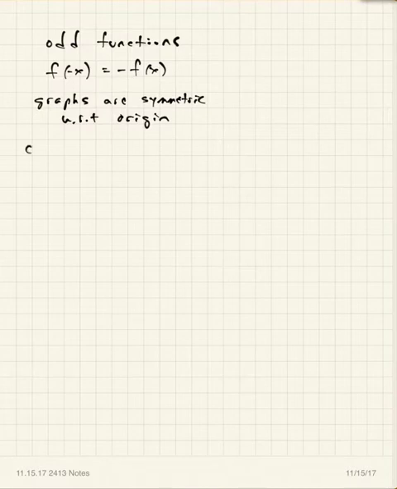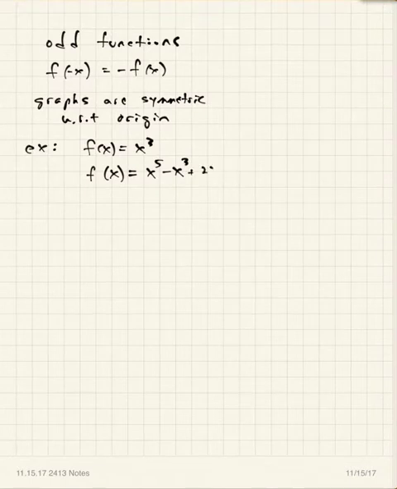So some examples of odd functions would be our cube function, or any function. Now they have to be symmetric with respect to the origin, so you have to be careful here. Any function where all the powers are odd, and you can't have a constant in the equation at all, no constant term. So like that would be an example of an odd function, x to the 5th minus x cubed plus 2x.